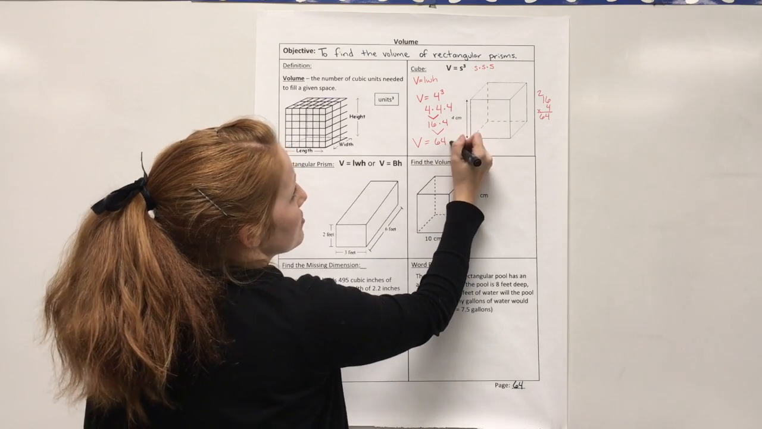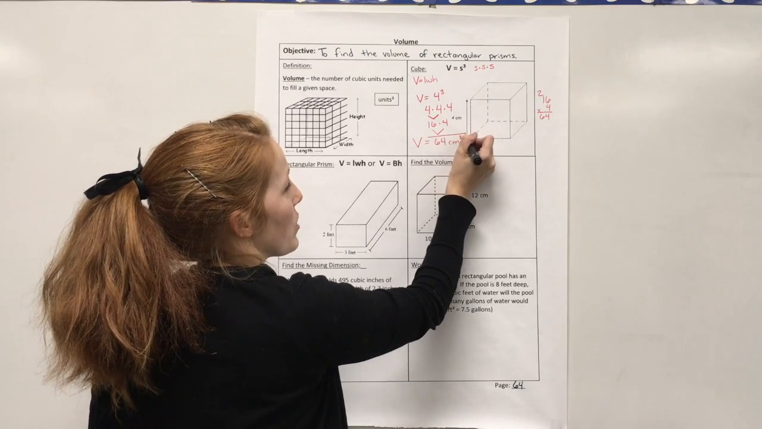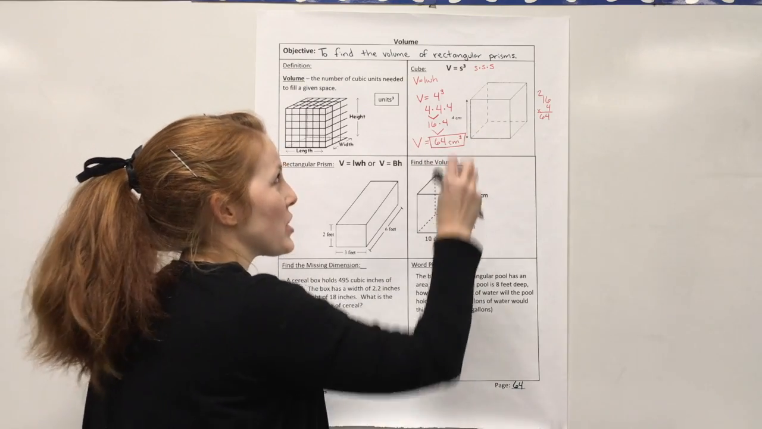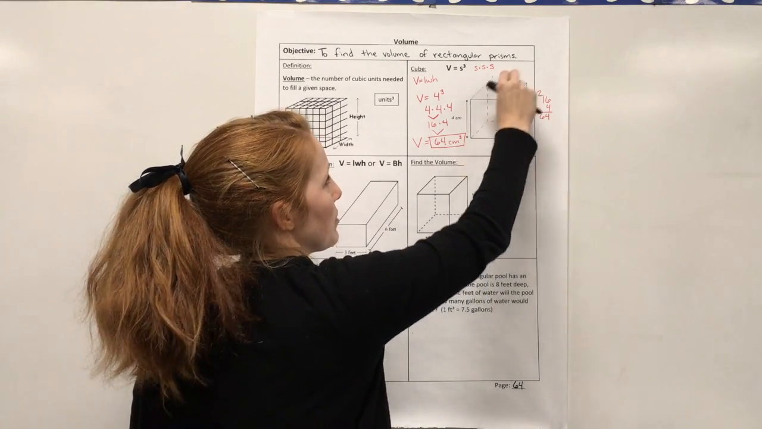And then it's centimeters. So centimeters cubed. So I have a little exponent of 3 when I do volume, because it's how many cubes, cubic centimeters, would fit into this shape. All right.